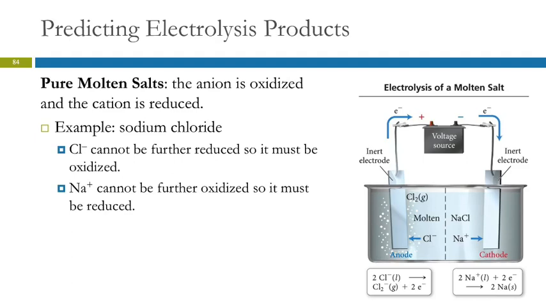So here we have molten sodium chloride and 2 inert electrodes. And so we're forcing electrons in here, making the cathode negative. The sodium ions are attracted to that. They're gaining electrons, so that's reduction. Sodium is being reduced to sodium metal. And over here at the anode, the chloride ions are being oxidized to form chlorine gas.